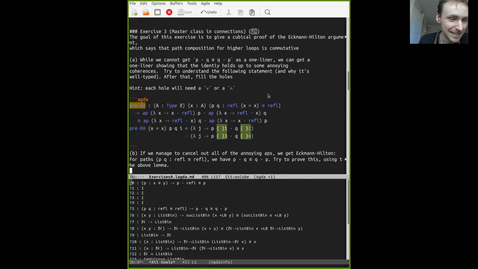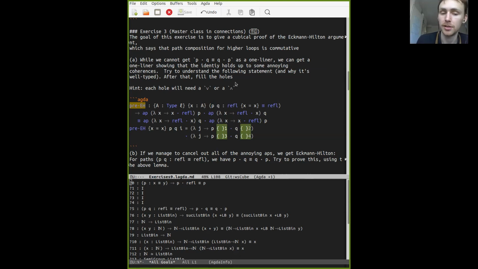So I threw this in there as a little challenge. Okay, so let's get started. Sorry, just want to have the solution here so I don't make any mistakes. So we want to show that if you have two paths P and Q from REFL to REFL, then P composed with Q is equal to Q composed with P.